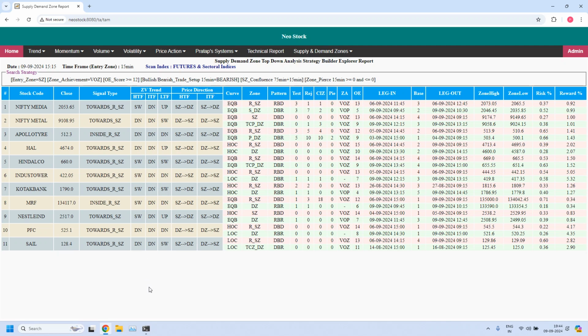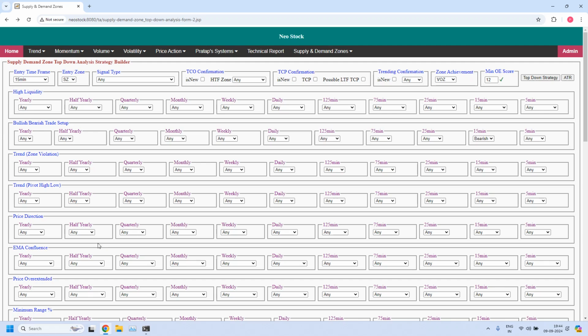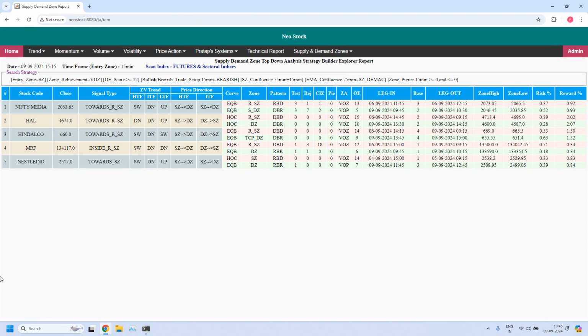If any of these 75-minute zones are having a daily EMA confluence, that is again a further high probability trade setup. So I am adding EMA confluence, 75 minutes supply zone with daily EMA confluence. So 5 stocks are filtered from 11. All these 5 stocks are high probability trade setups for the supply zone confluence.